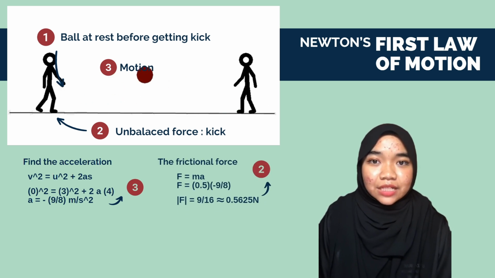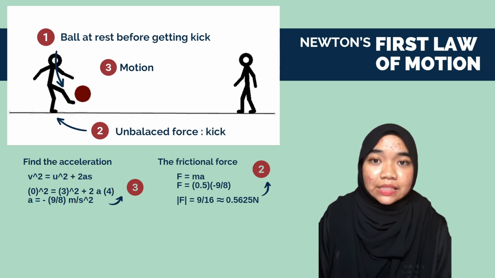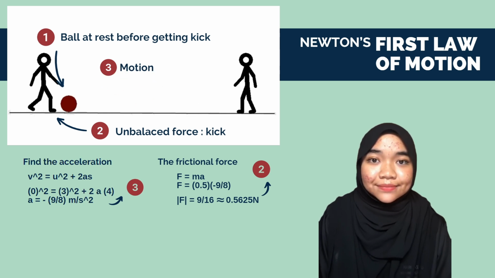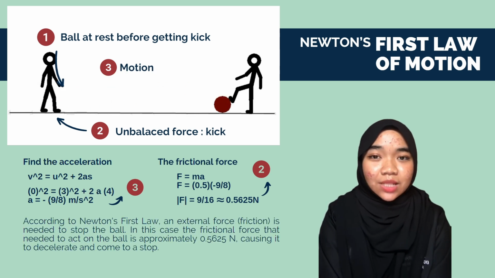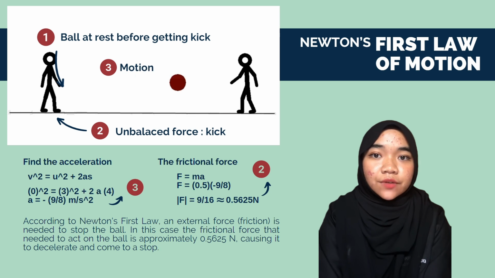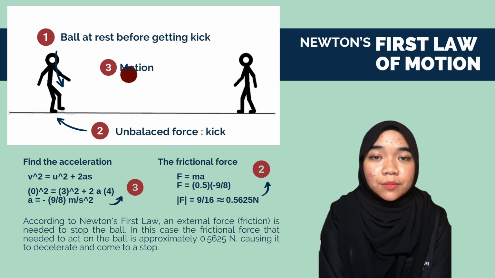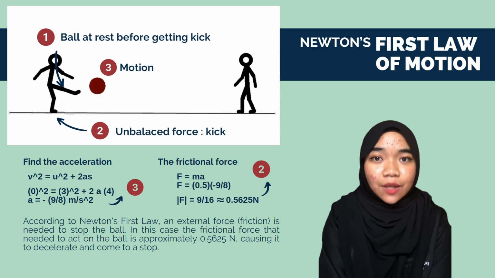Lastly, to get the frictional force, we use the formula F equals ma. We plug in the values we obtained and we get F equals 9 over 16, which is approximately 0.5625 Newton. Therefore, according to this law, an external force, which is the unbalanced force here, is needed to stop the ball. So in this case, the force is approximately 0.5625 Newton, causing the ball to decelerate and finally stop.